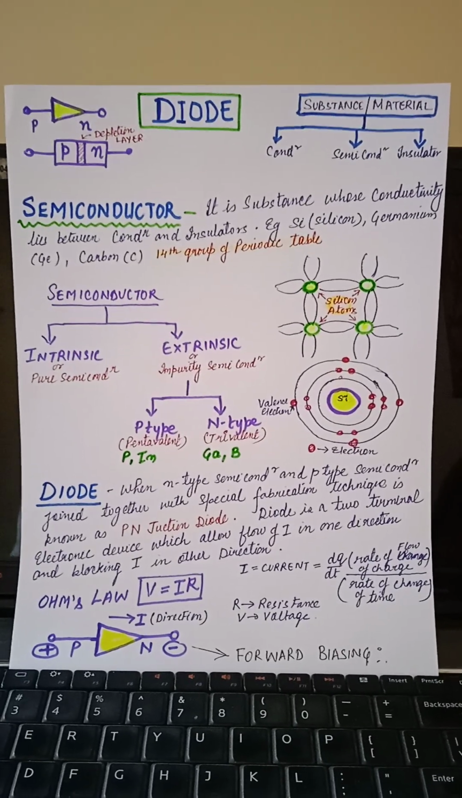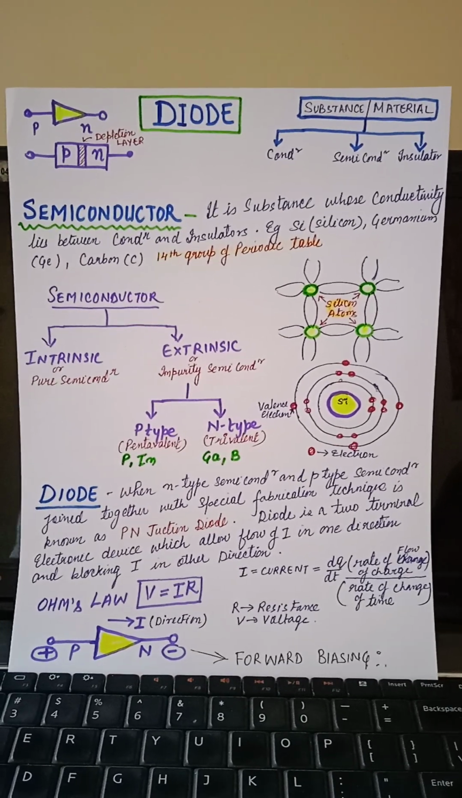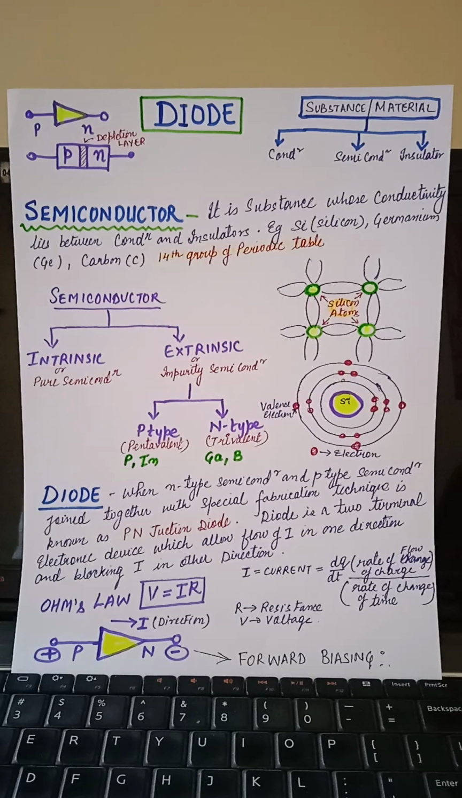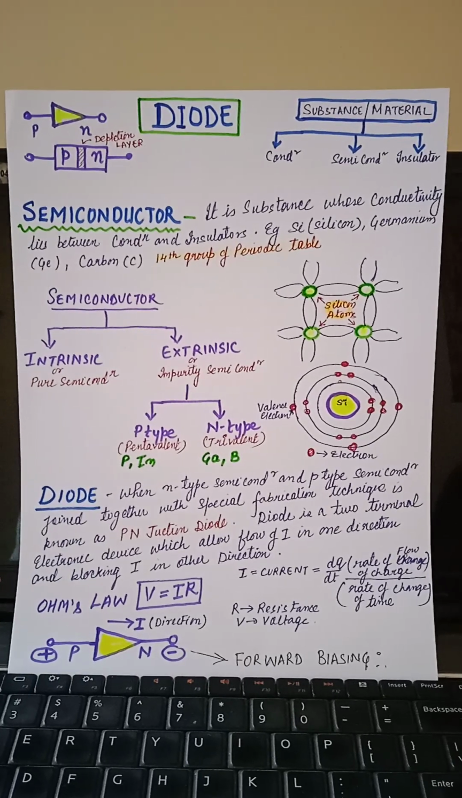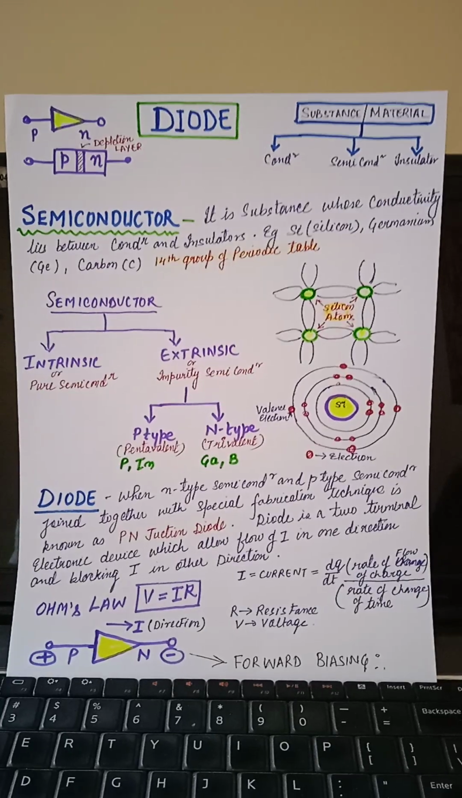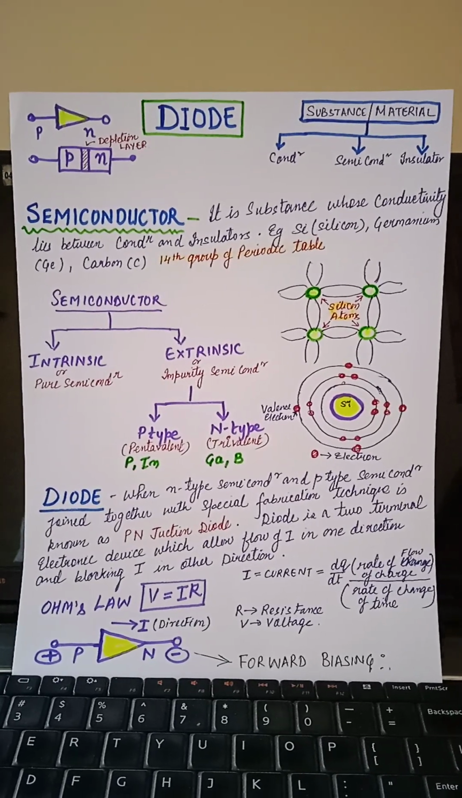Semiconductor is a substance whose conductivity lies between conductor and insulator. For example, silicon (Si), germanium (Ge), carbon (C), elements taken from group 14 of the periodic table, as we all know in chemistry, the Mendeleev periodic table.